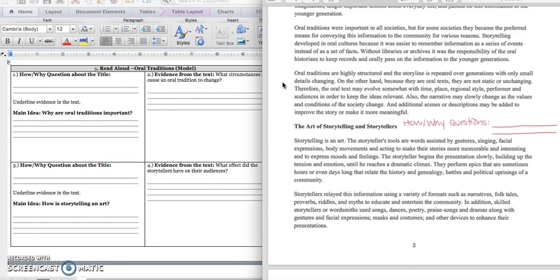On the other hand, because they are oral texts, they are not static or unchanging. Therefore, the oral text may evolve somewhat with time, place, regional style, performer, and audiences in order to keep the ideas relevant. Also, the narrative may slowly change as the values and conditions of the society change, and additional scenes and descriptions may be added to improve the story or make it more meaningful.